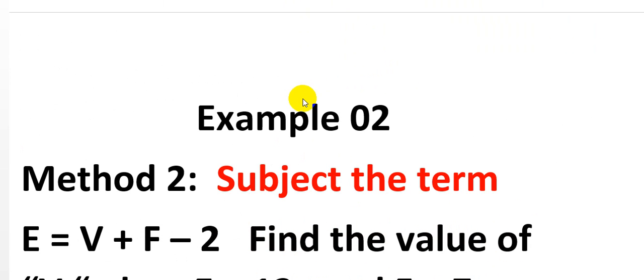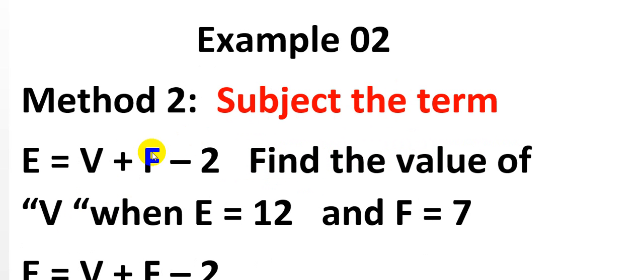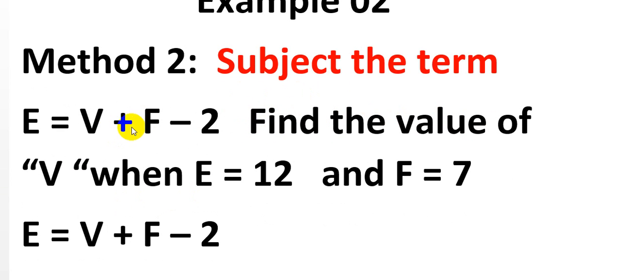Let's take another example with the same question. As I mentioned, we are going to subject the term. In other words, since we need to find the value of V, first we subject. We keep V alone on one side of the equation and we shift the remaining terms to the opposite side of the equation or the formula. So I'll take the same question as the second example, to find the value of V by subjecting the term V.